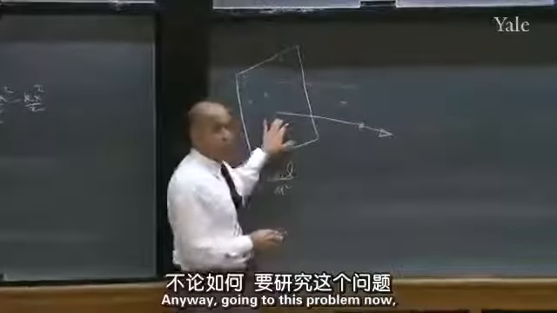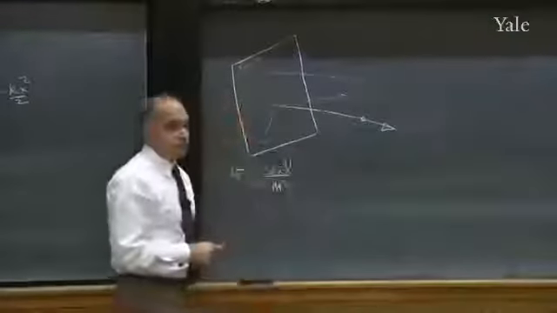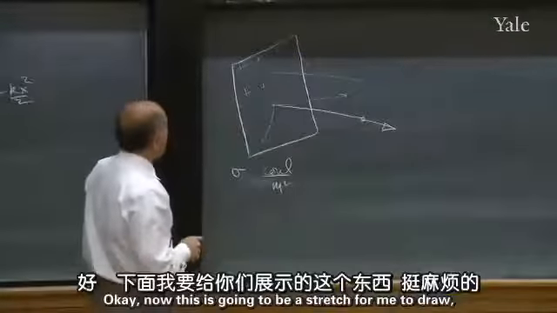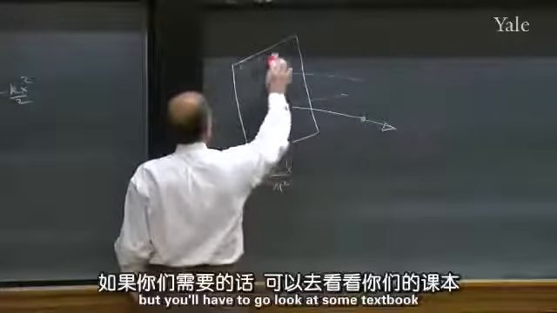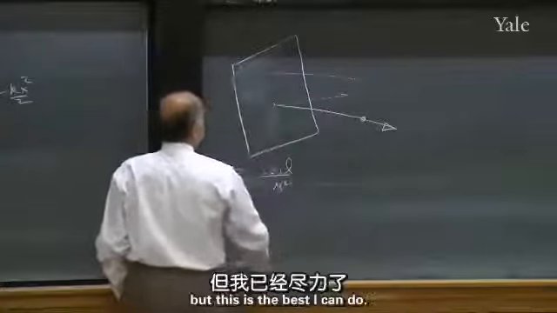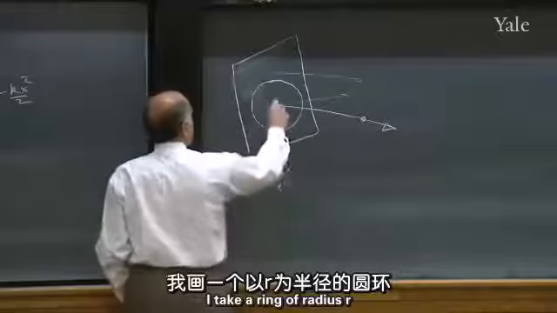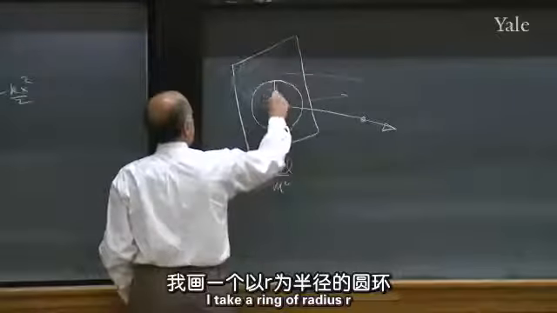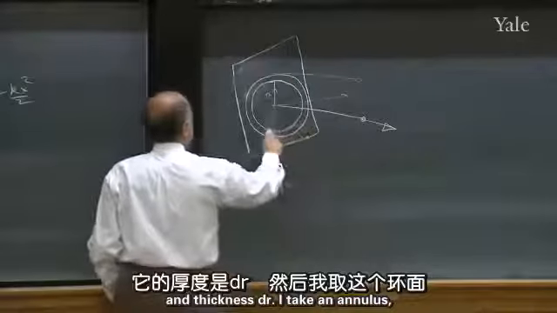Anyway, going to this problem now, let's find the electric field here. Okay, now this is going to be a stretch for me to draw, so I'm going to try, but you will have to go look at some textbook if you want a really nice looking picture, but this is the best I can do. I take a ring of radius r and thickness dr. I take an annulus.